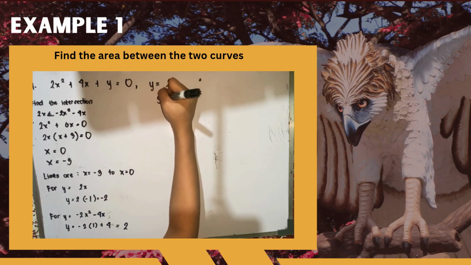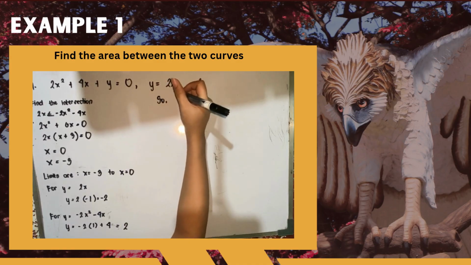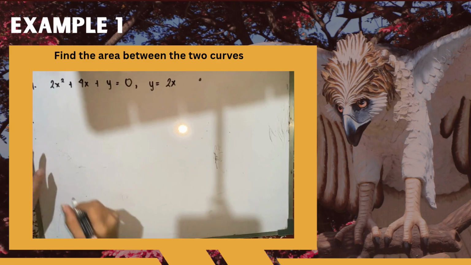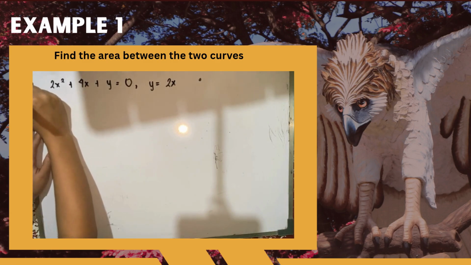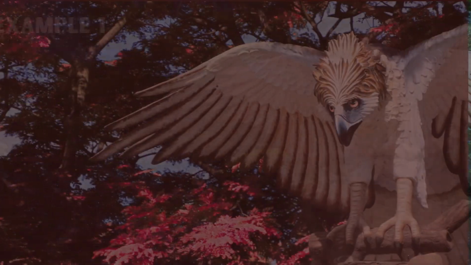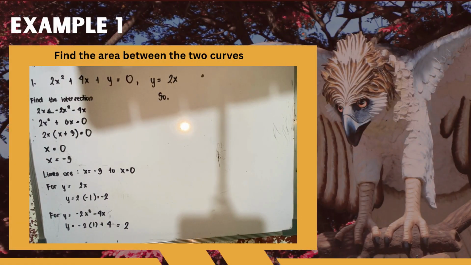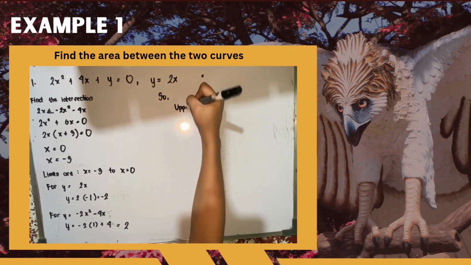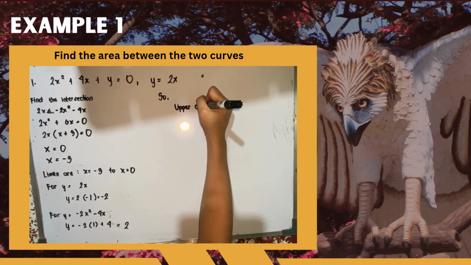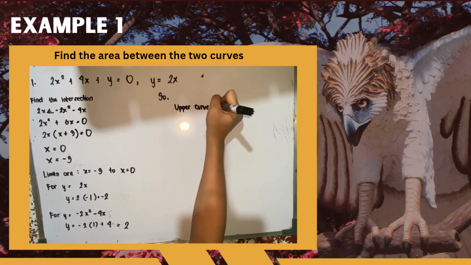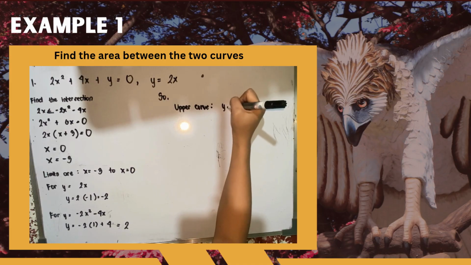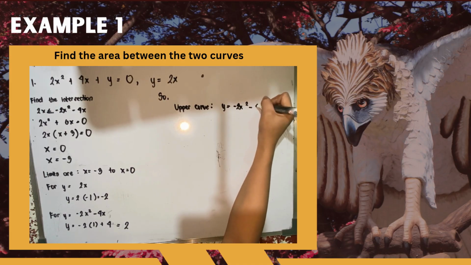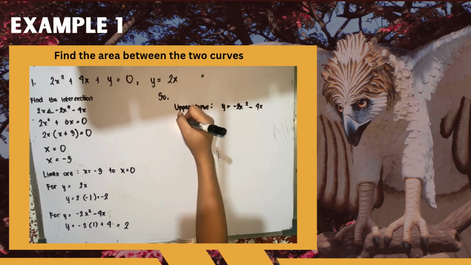So for the area formula, for the upper curve, we have y equals negative 2x squared minus 4x, and for our lower curve, we have y equals 2x. So let's proceed to the area formula.